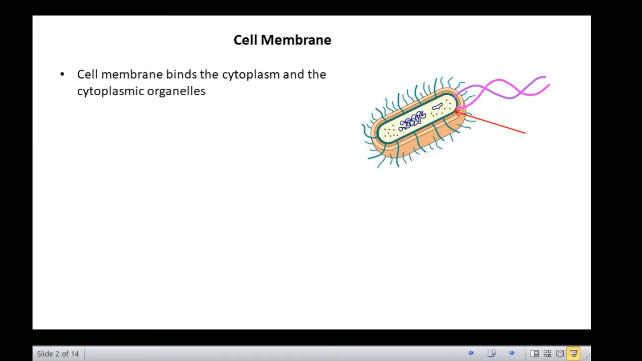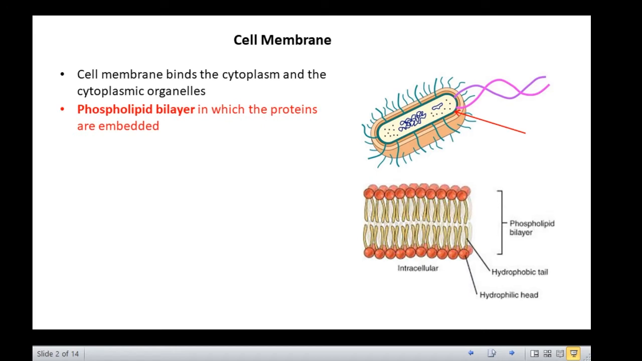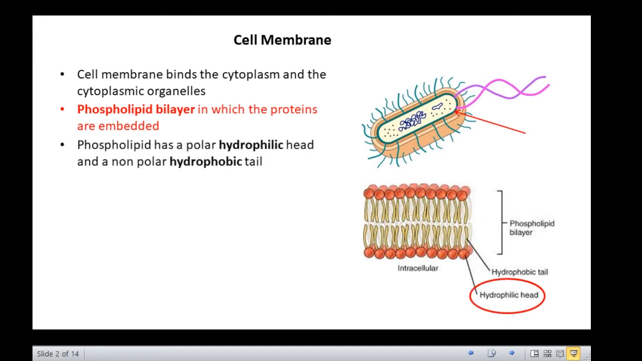It consists of a phospholipid bilayer in which the proteins are embedded. For simplicity, I have not included the proteins right now in the diagram. We will talk about them a bit later. Let us first understand the basic structure of a phospholipid. A typical phospholipid has a polar head and a nonpolar tail.